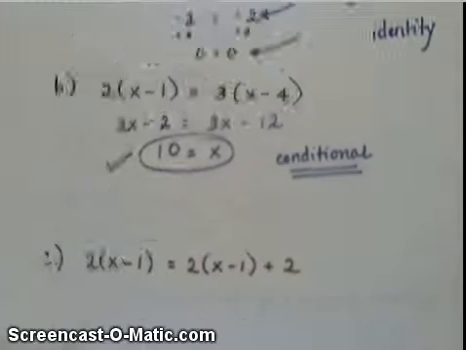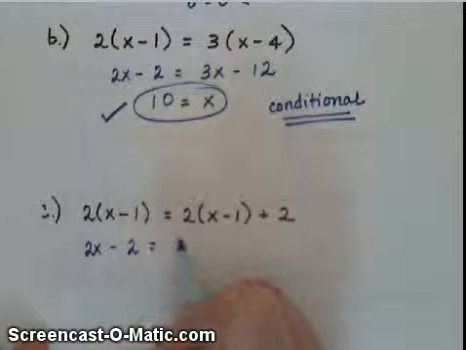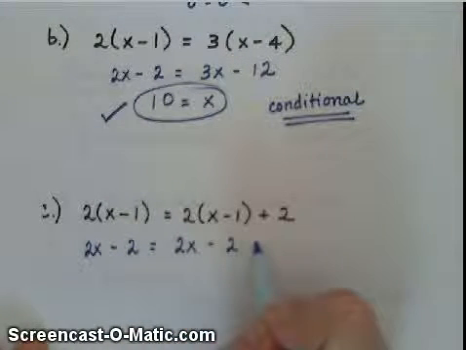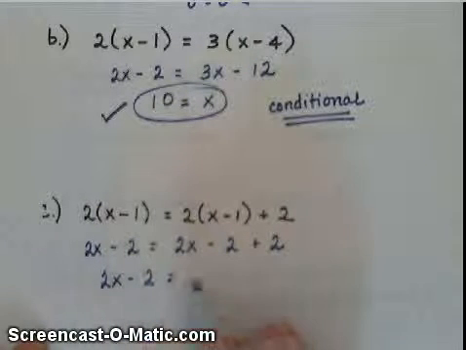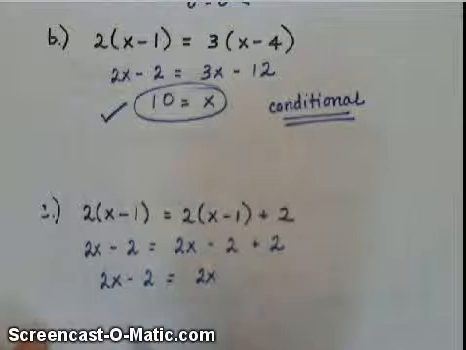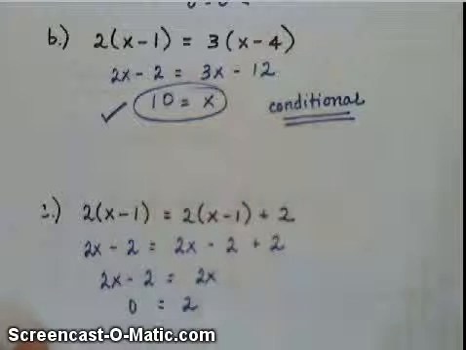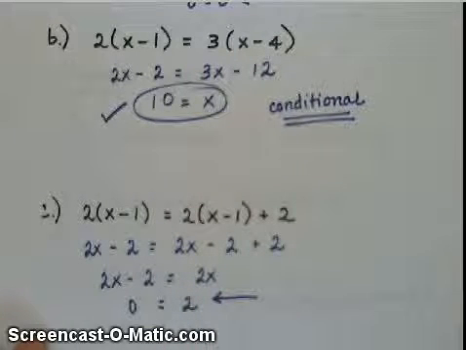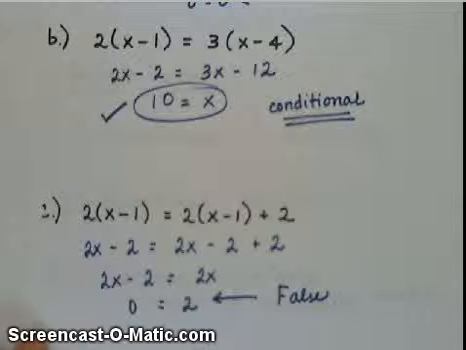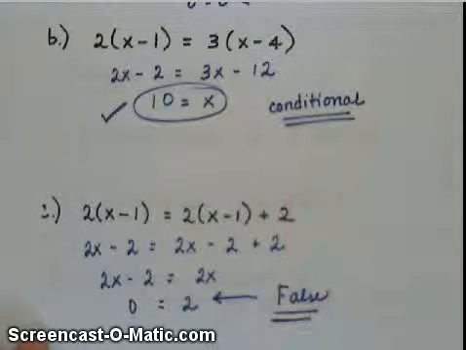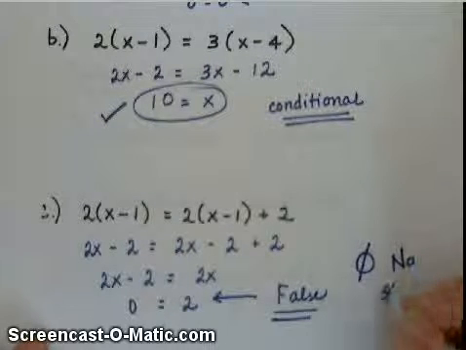Finally, in our third case, look at this one. 2x minus 2 is equal to 2x minus 2 plus 2. So let's work it through. 2x minus 2 equals 2x plus 0. And so 0 equals 2 if we bring the 2x over and we bring the 2. Now this statement right here is not true. That is a false statement. And what that means is that this is false no matter what the value of x. There is never a way this is going to be true. So this one has no solution.